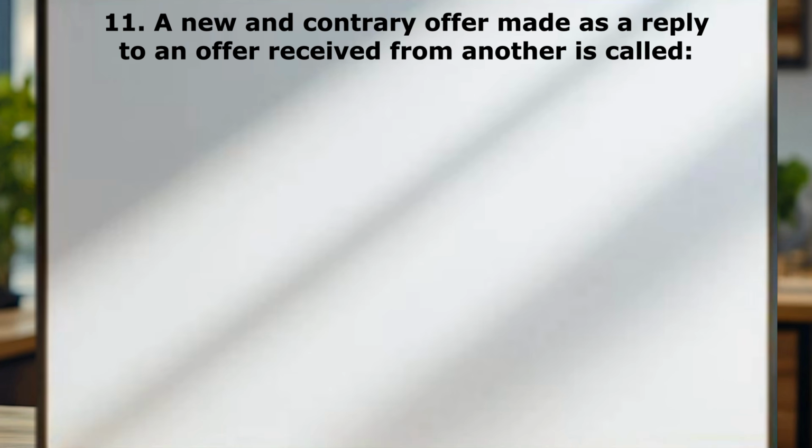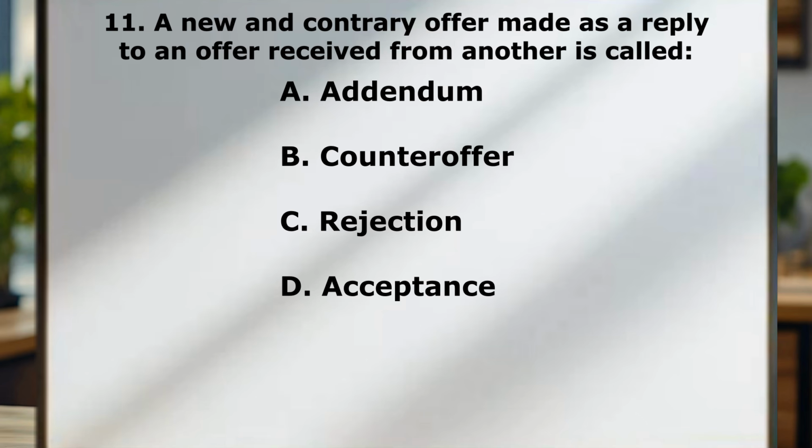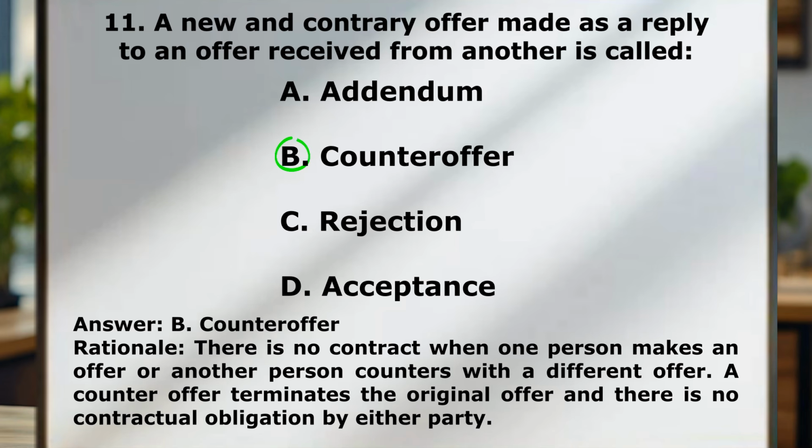Since you made it to the end of this video, I got a bonus for you. An extra question, question number 11. A new and contrary offer made as a reply to an offer received from another is called A, an addendum. B, a counteroffer. C, rejection. D, acceptance. Correct answer here is B, a counteroffer.